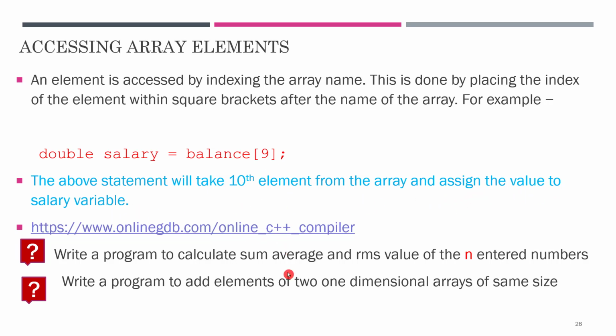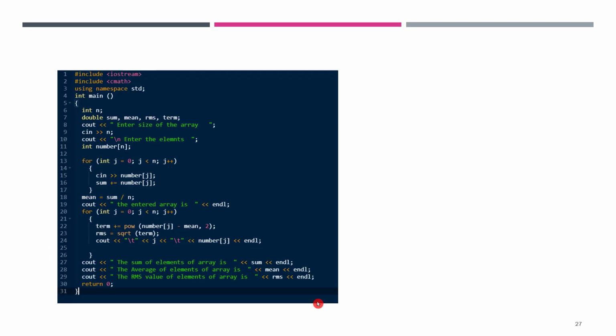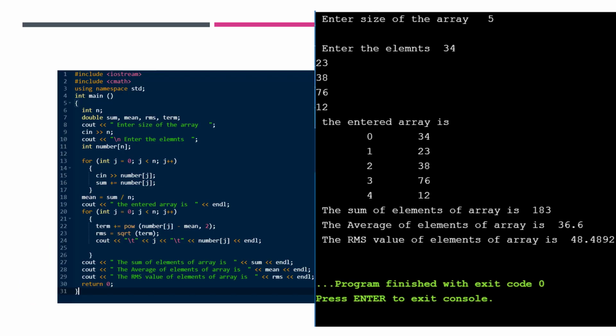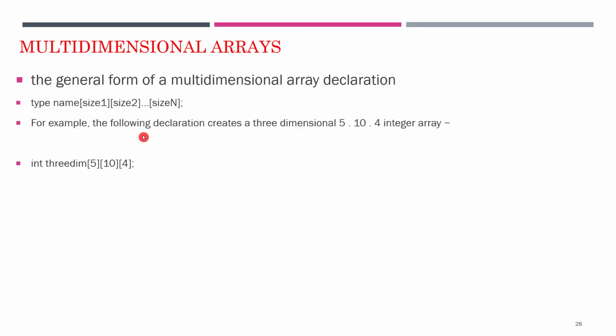You can try these programs: calculate the sum, average and RMS of n integer numbers, and add elements of two one-dimensional arrays. This is a program. Still early to learn, but we can have a look.